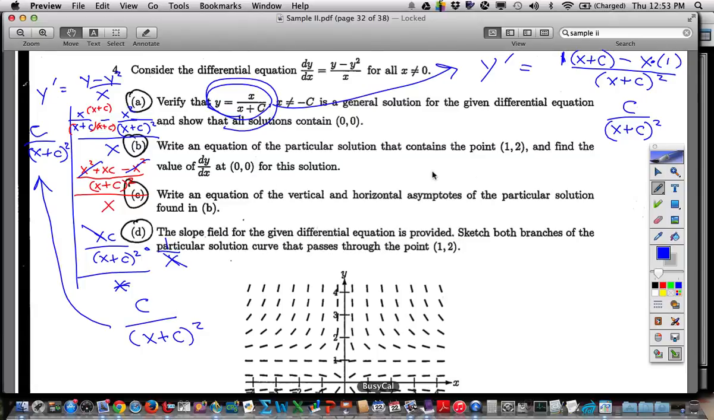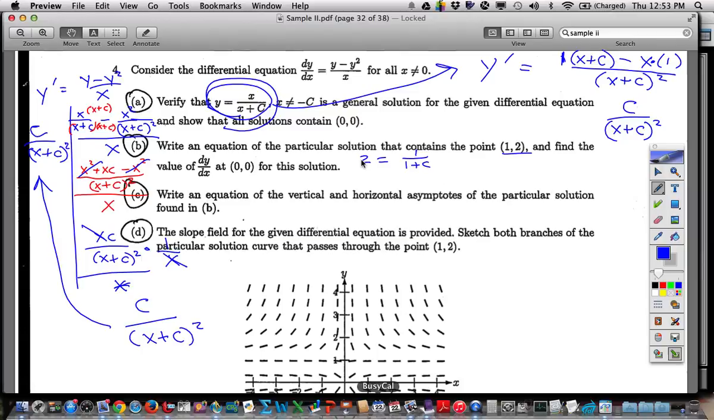Well, okay, you want to do it? Let's do it. We're this far. So let's put a 1 and a 2 into here, right? So we would get 2 in for y, and we'd have 1 over 1 plus c, right? We're just going to put a 1 in for x and a 2 in for y.